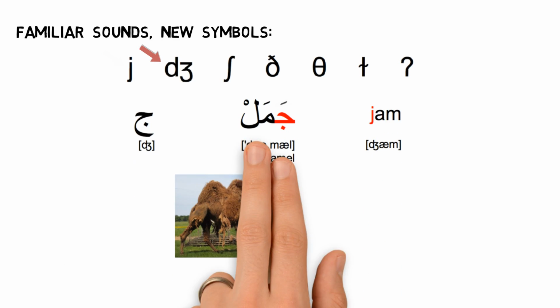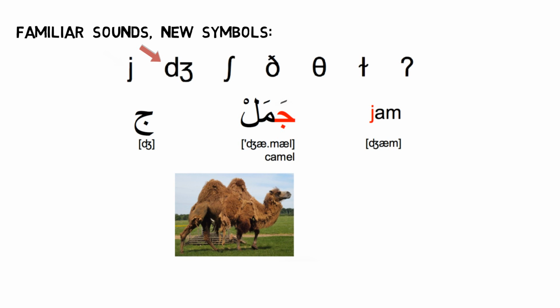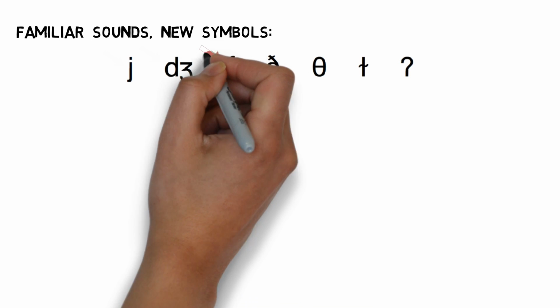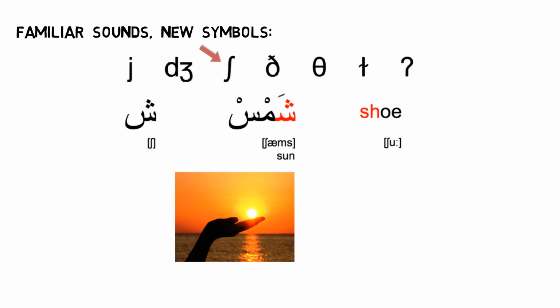Then comes j as in Arabic's jamal, or English's jam. This is a D and a J sound combined in one. In IPA, the D will look familiar to you, and that J sound looks like kind of the top half of a Z with a little loop hanging off of it. Next we have sh as in Arabic's shams, or English's shoe.